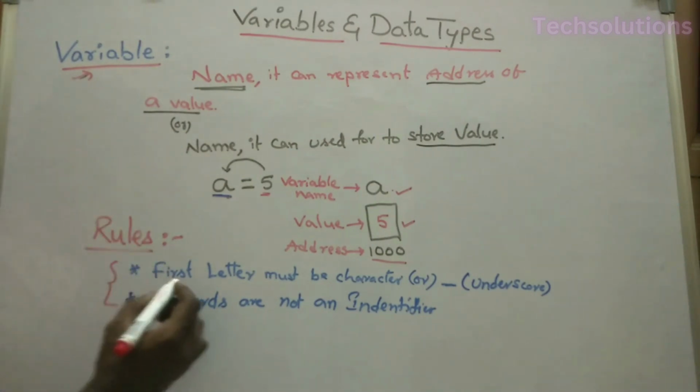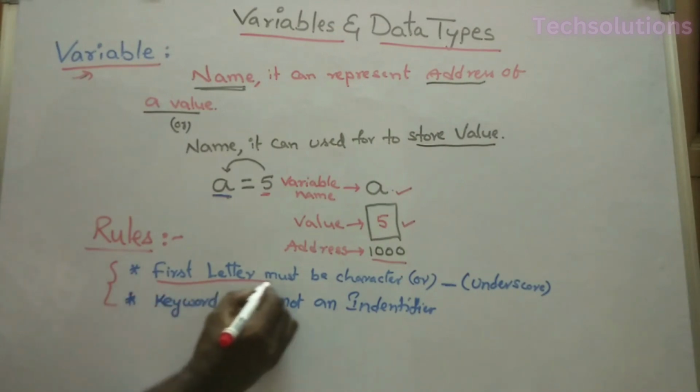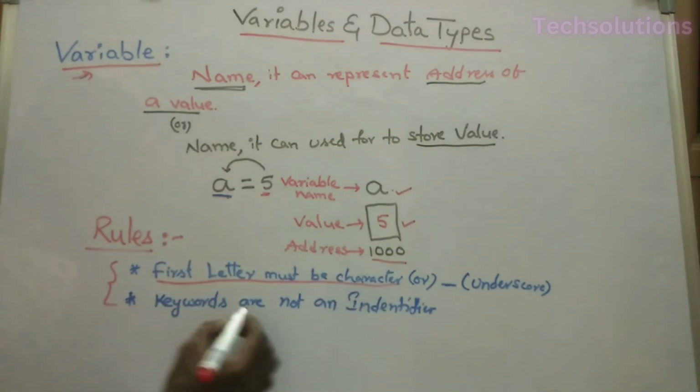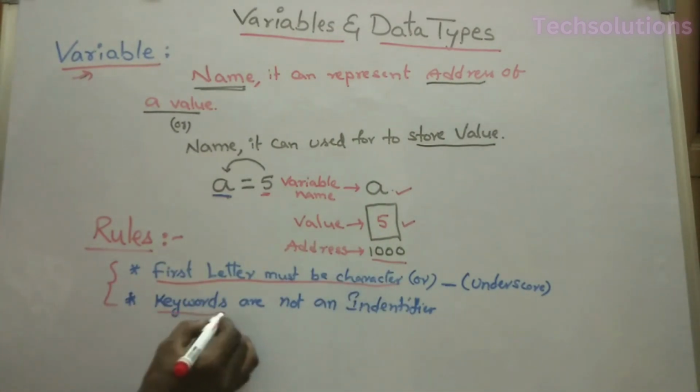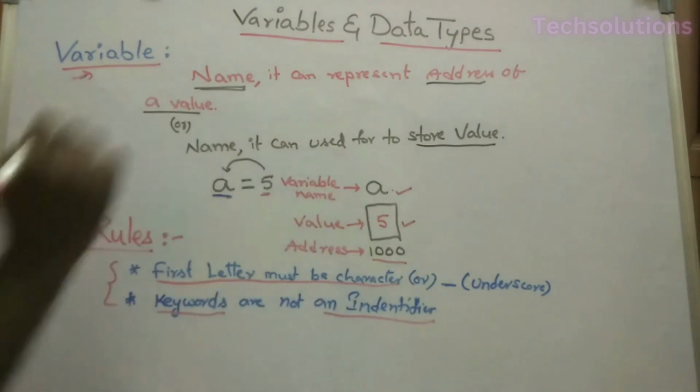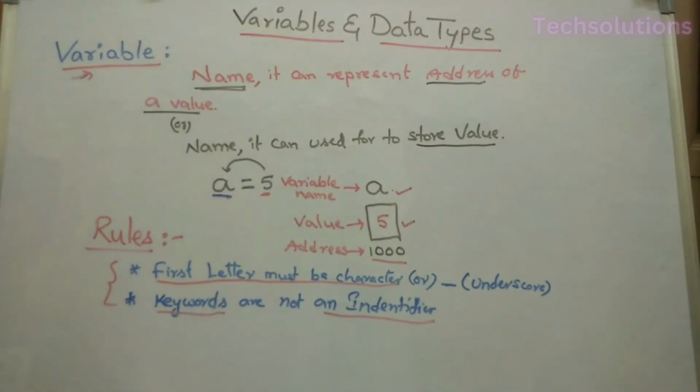Okay, now what is the first rule? The first rule is that the first letter must be a character, and keywords are not identifiers. Suppose we can see some examples of a valid variable name. What are the valid variable names and what are the invalid variable names?